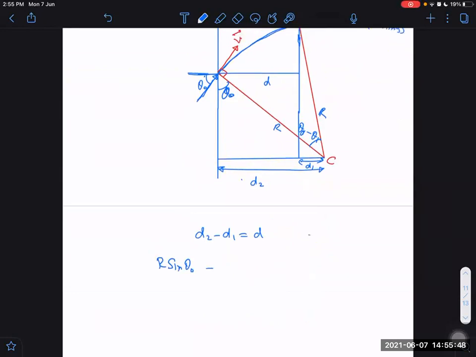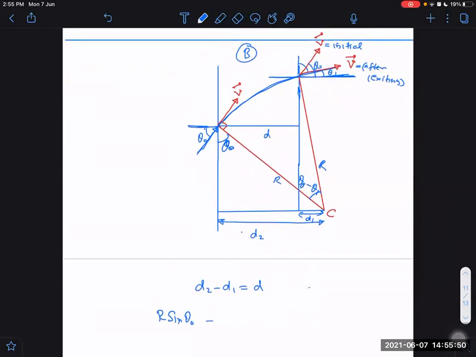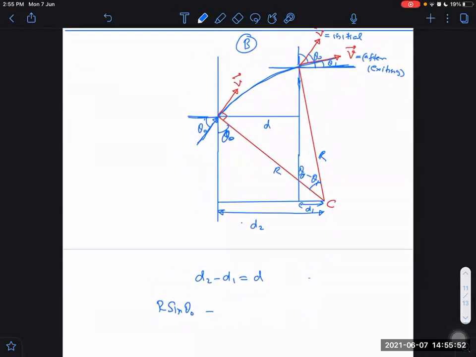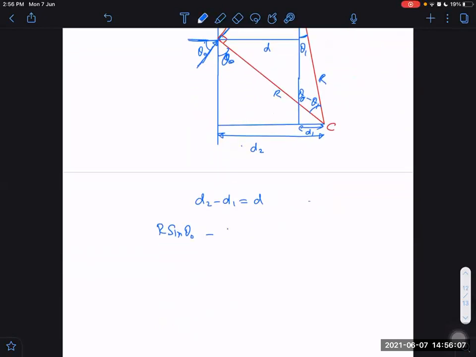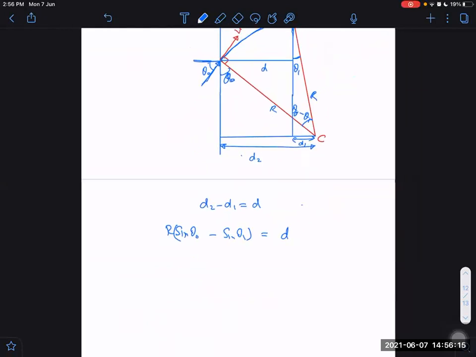What is d1? Similarly, this final angle will be theta 1 of the position vector. The velocity makes 90 degrees with the horizontal radius line as theta 1, so R will be making the same angle theta 1 with the vertical line. R sin theta naught minus R sin theta 1 is equal to the distance d. Okay, this is the relation that we are getting.